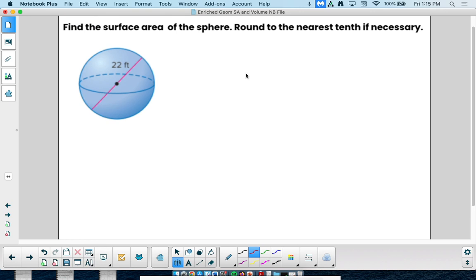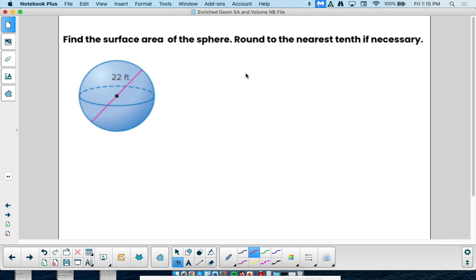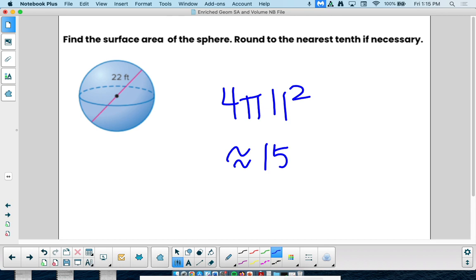What's your radius on the second example? 11, same thing. Plug it in. Rather quite a large number here. 1,520.5 feet squared. You guys okay with that?